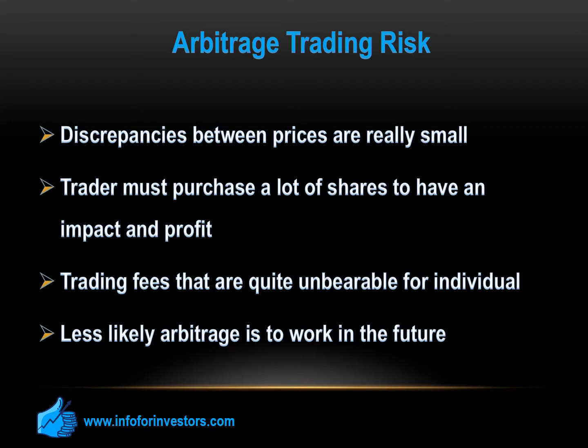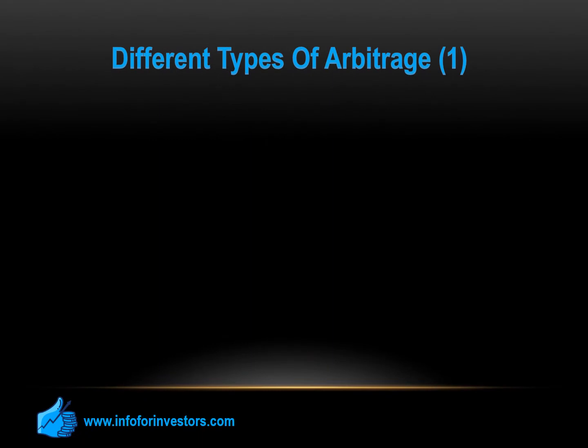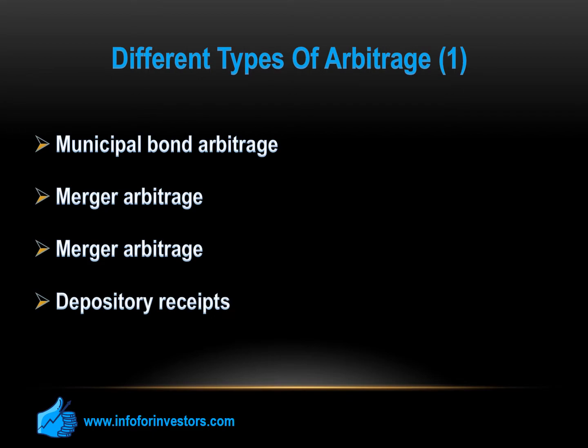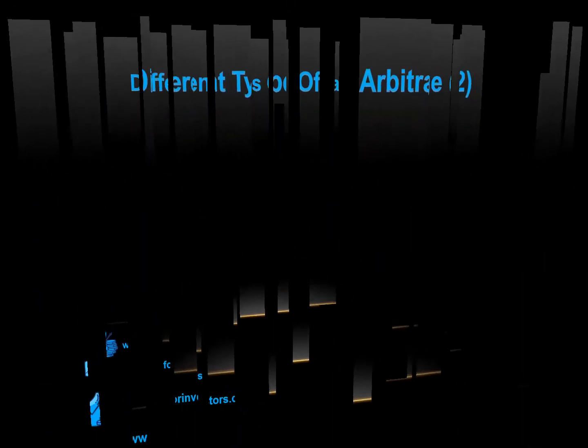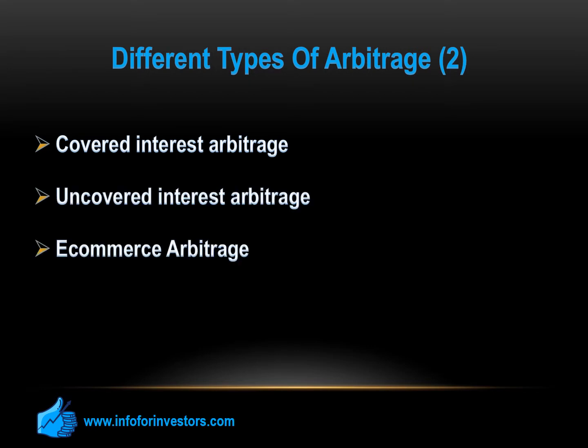There are a couple of different types of arbitrage. Arbitrageurs use this technique in all financial markets: Forex, commodity markets, stock markets, and bond markets. Depending on the security and sector, arbitrage can be the following types: municipal bond arbitrage, merger arbitrage, depository receipts arbitrage, covered interest arbitrage, uncovered interest arbitrage, and even e-commerce arbitrage.